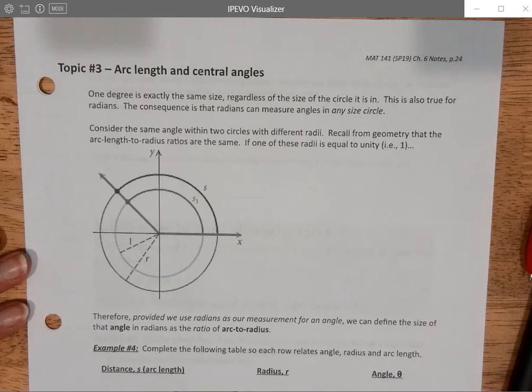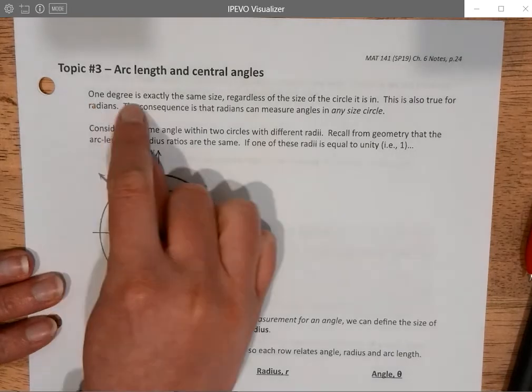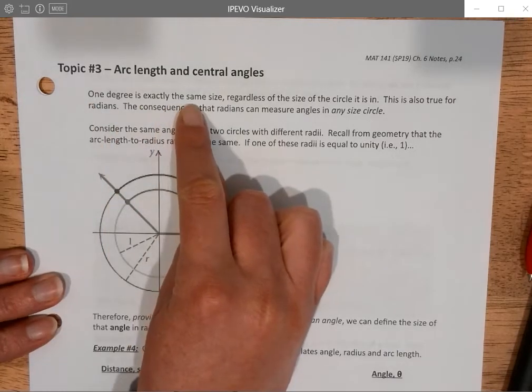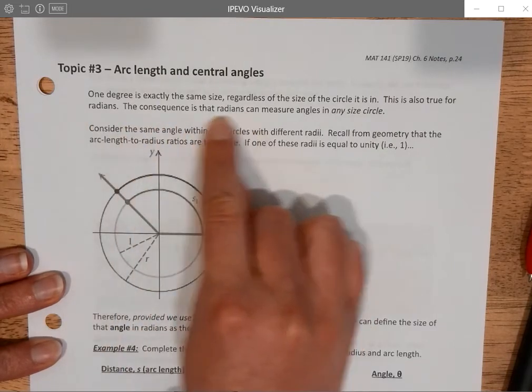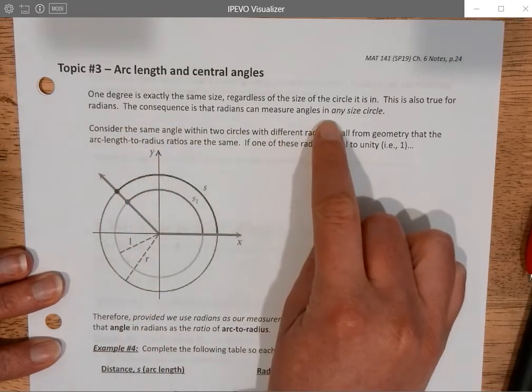Topic 3 is on arc length and central angles. We know that 1 degree is exactly the same size regardless of the size of the circle. This also needs to be true for radians. The consequence is that radians can measure a circle of any size.